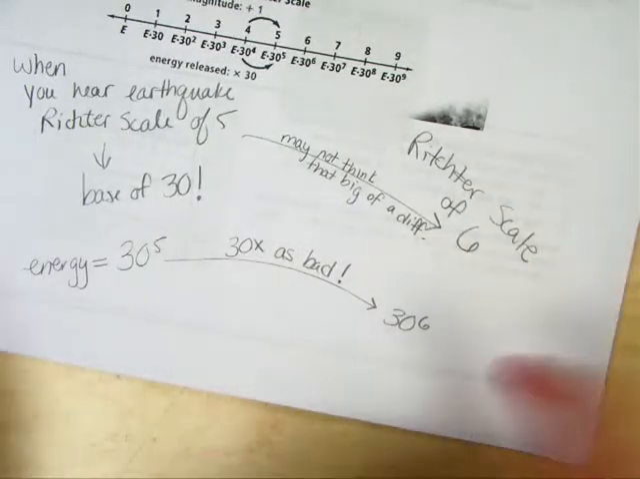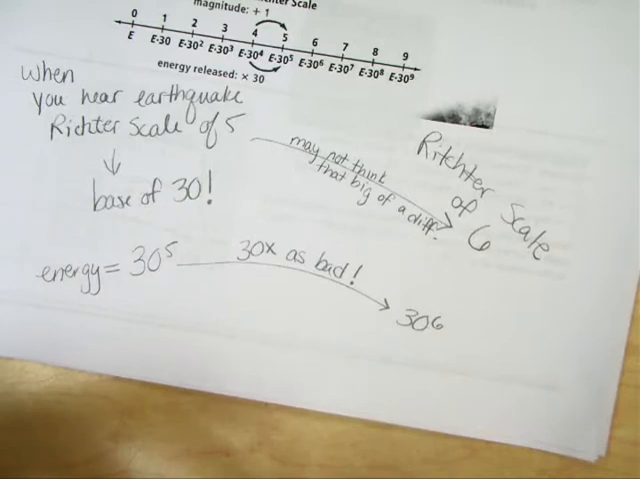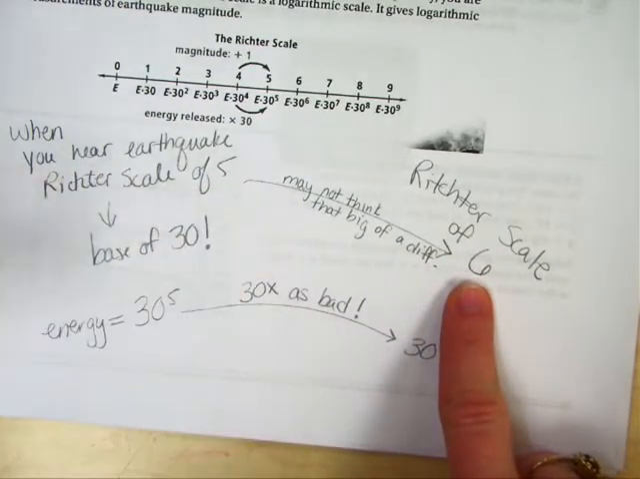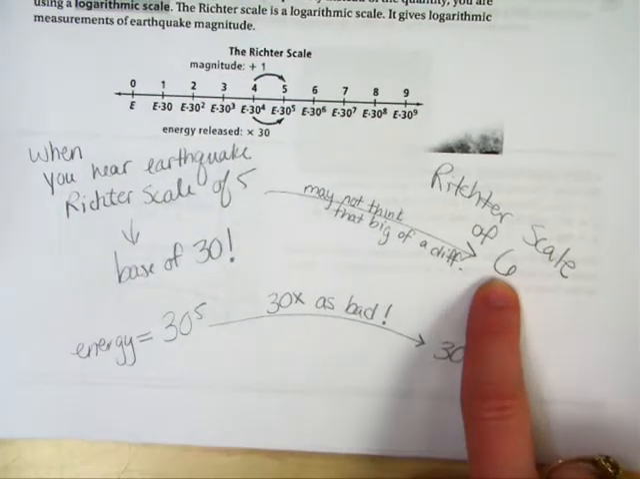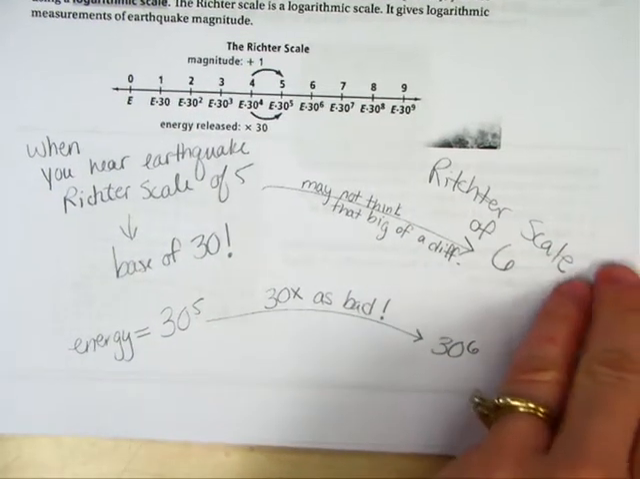Now, why would they never tell you 30 to the 5th and 30 to the 6th? Because those numbers are so big, they don't mean a lot. But now you understand, when you hear from a 5 to a 6, or even a 5 to an 8, that's a huge increase of energy released by that earthquake.